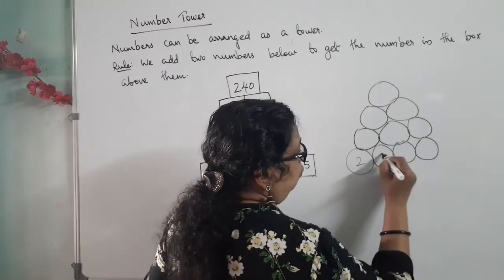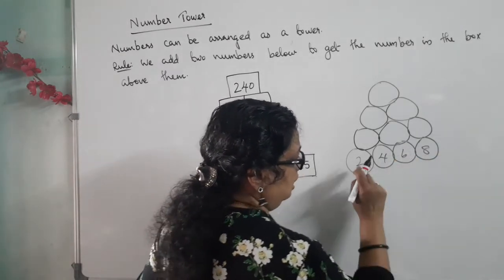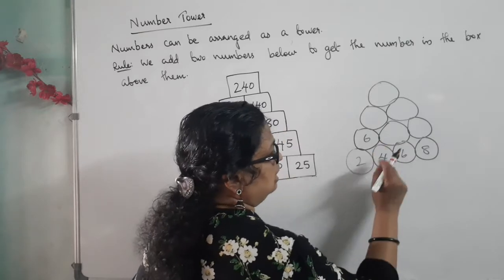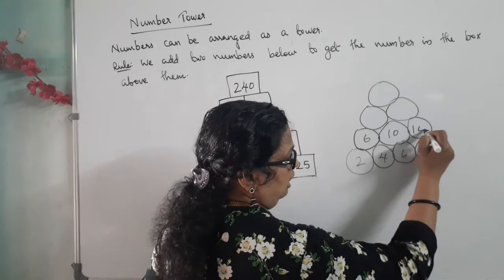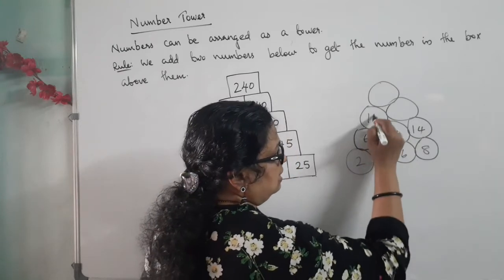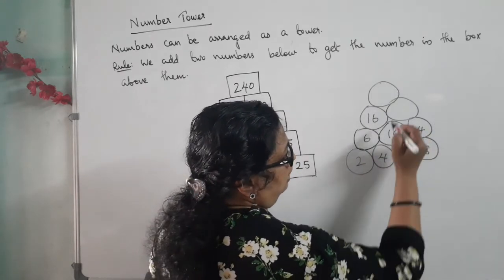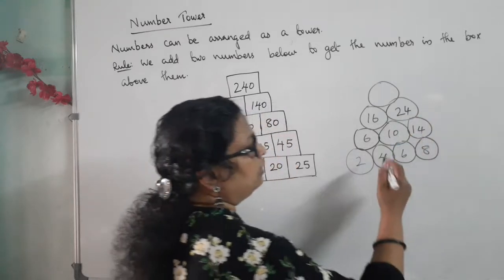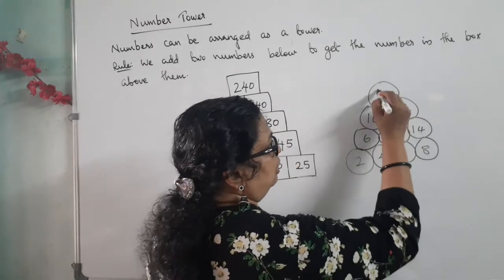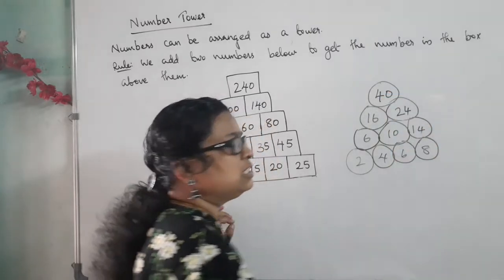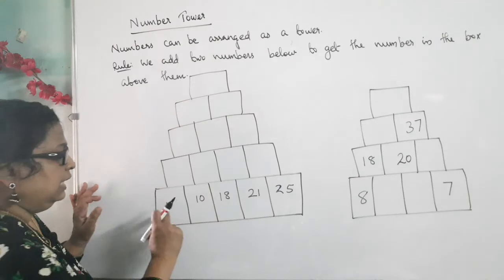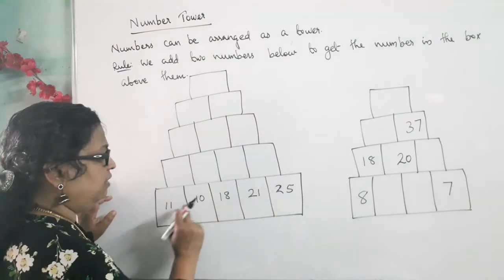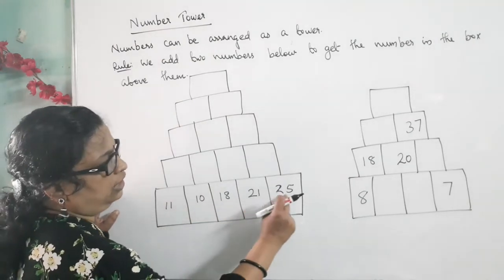Then here 2, 4, 6, 8. Then 2 plus 4, 6. 4 plus 6, 10. Then 6 plus 8, 14. 6 plus 10, 16. Then 10 plus 14, 24. Then 16 plus 24, that is 40. In this way also we can write. Okay. So next one, the base is given 11, 10, 18, 21, 25.